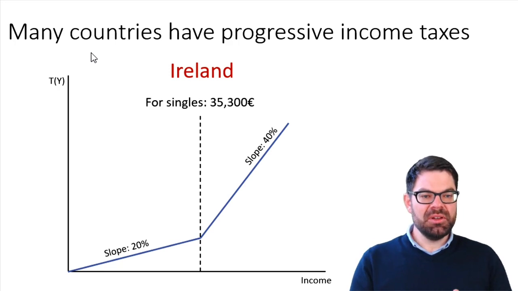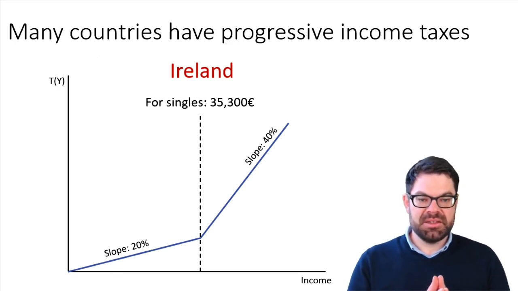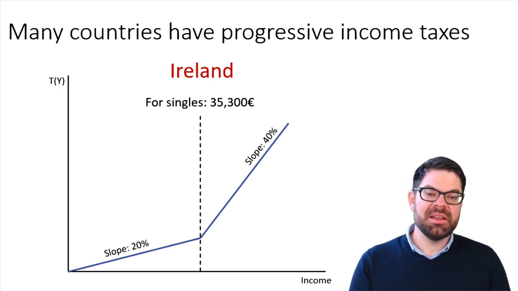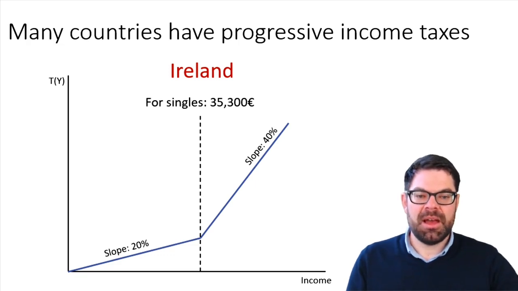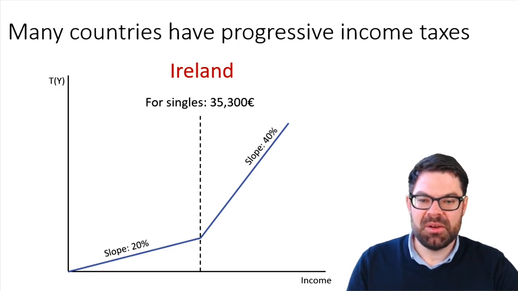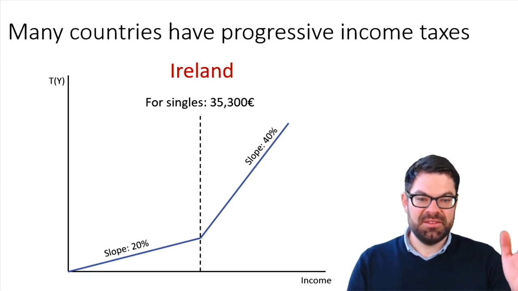But before we get into that, let's look a little bit at tax rates in some countries. So I'm giving you two examples here: the example of Ireland, and the example of the US. Here for Ireland, the number is for late 2020, so very recent, and this is the tax rate in Ireland that you pay. How much tax you pay depends on your income. So for an income between 0 and 35,300, for every additional euro, you pay 20 cents to revenue. And so that's why the slope of that function is 20% for anything below that threshold.